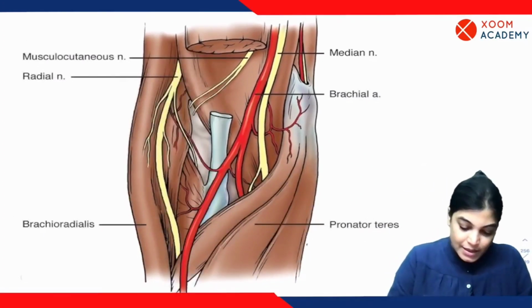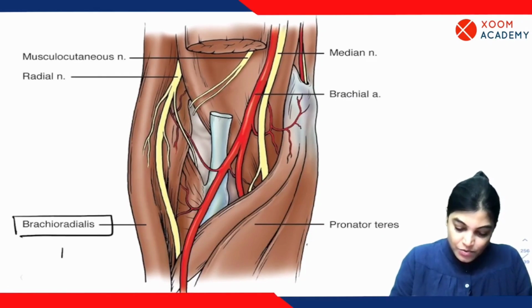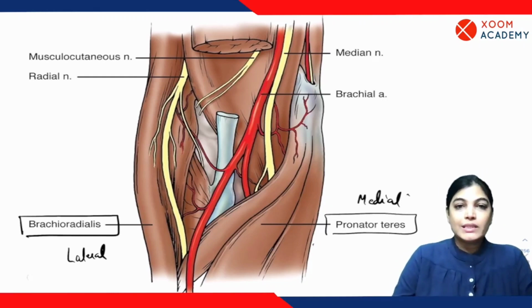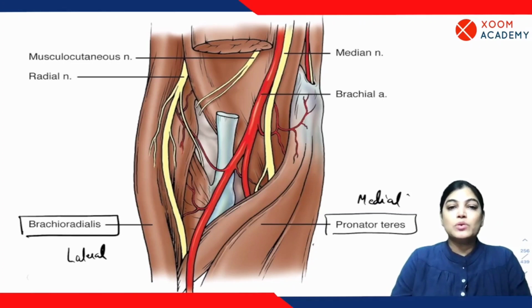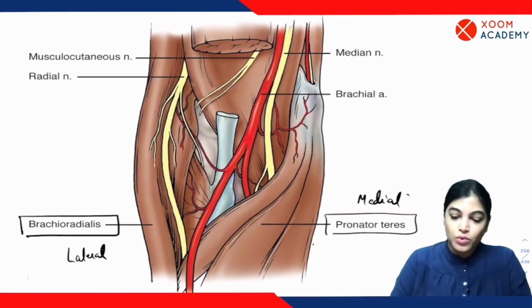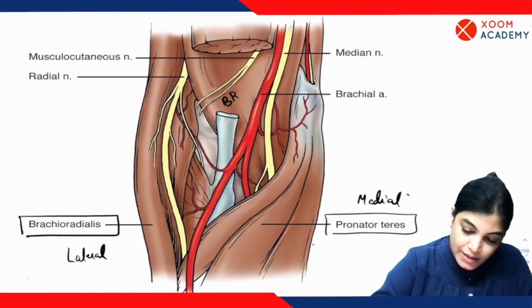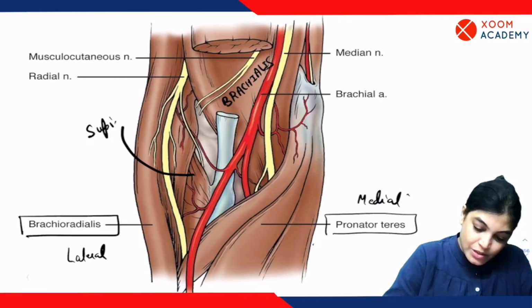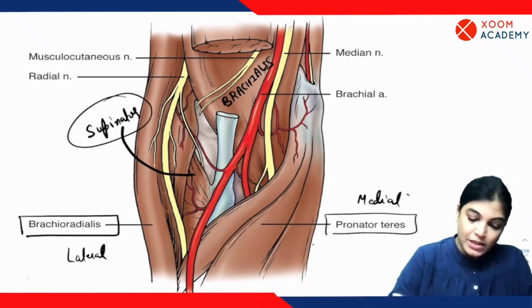Again, you can see here we have brachioradialis muscle forming the lateral boundary and the pronator teres muscle forming the medial boundary of cubital fossa. Base we have already discussed. In this diagram, I would like to show you the muscles forming the floor. The floor is formed by brachialis muscle in the upper part, and this muscle is the supinator muscle which is forming the floor of cubital fossa in the lower part.